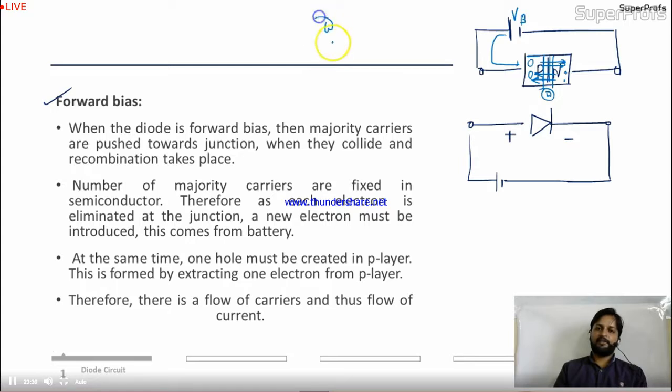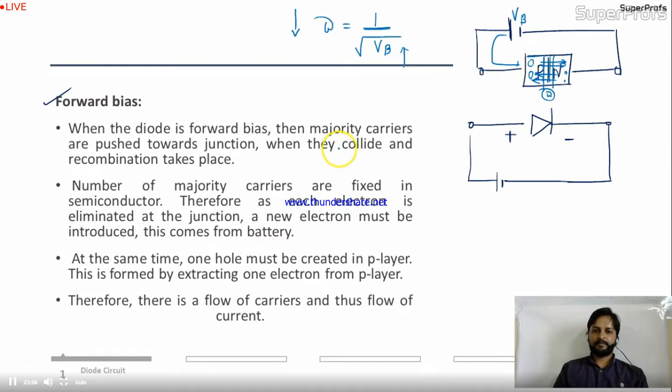So the depletion width W is inversely proportional to the square root of VB. When you increase the VB, the depletion layer will decrease. I hope this is clear. This part is clear to you. So when the diode is forward biased, the majority carriers are pushed toward the junction. See, these are the majority carriers, and they are pushed toward the junction by the battery. Now they will collide and recombination will take place.